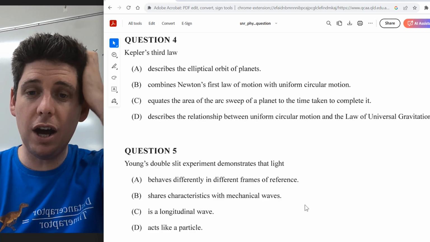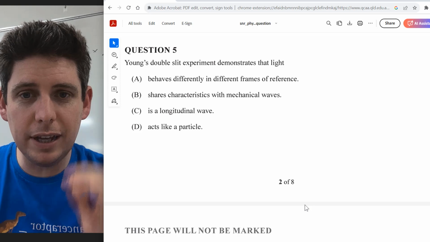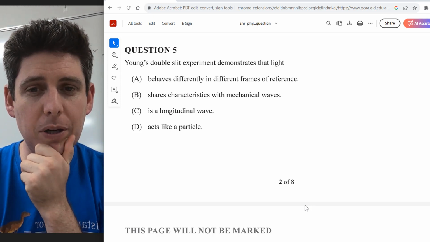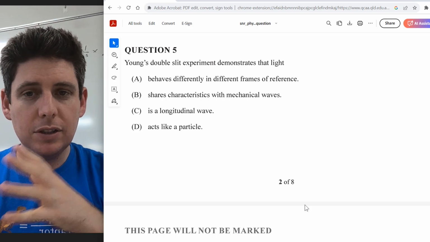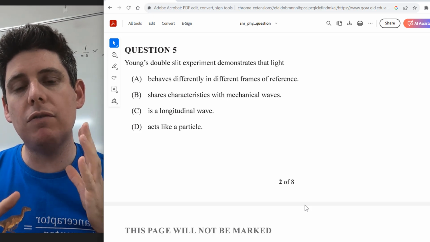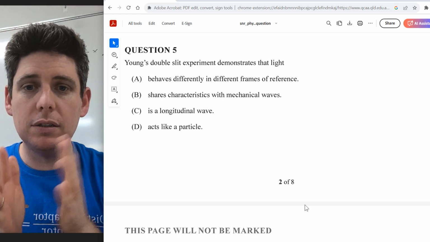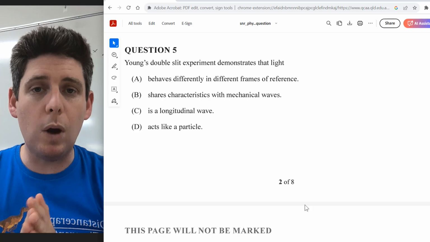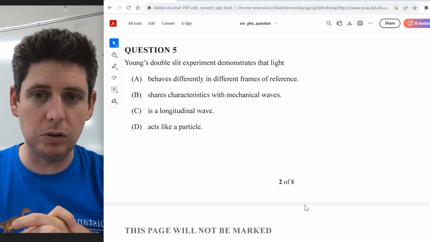All right, question 5. Young's double slit. So, very famous experiment. Basically, before that, scientists thought light traveled as a particle. The double slit experiment showed light traveled as a wave. Okay, so that's what we're looking for.